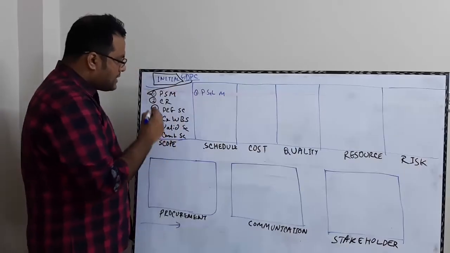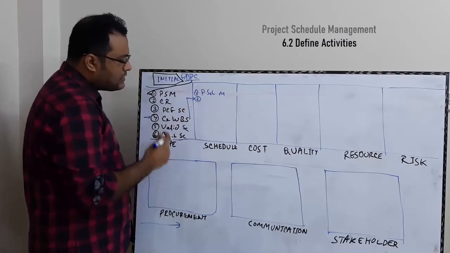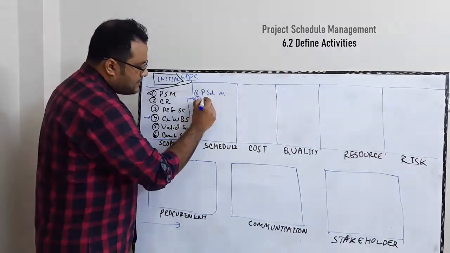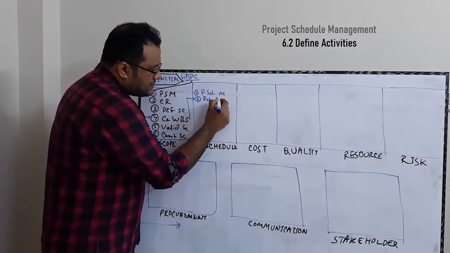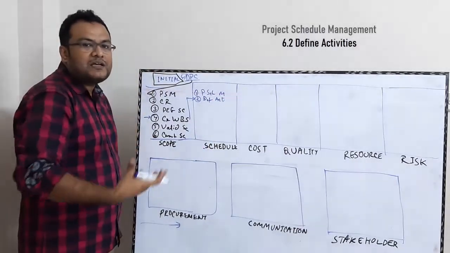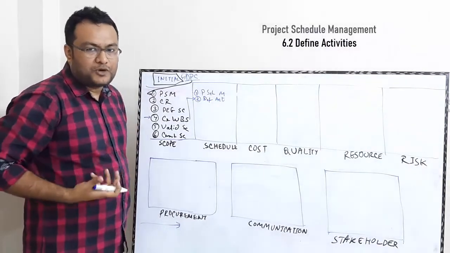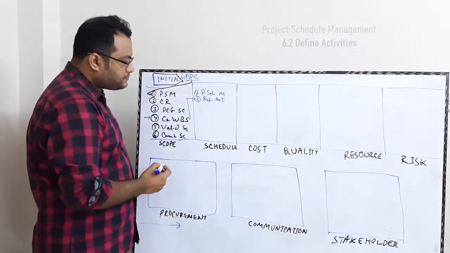Once we are done with the WBS, we can now decompose these work packages into activities. So the second process in schedule management is define activities. What are the activities that will deliver the work package and hence the deliverable, and the collection of the deliverables is the project. So that is the define activities process.